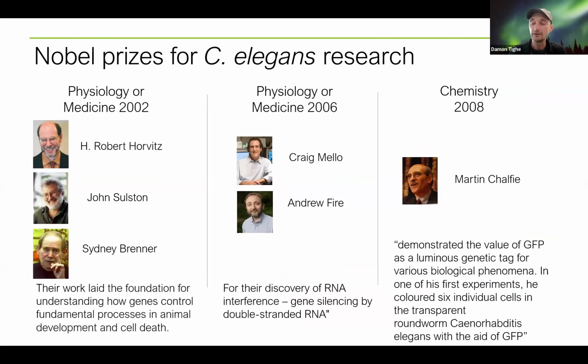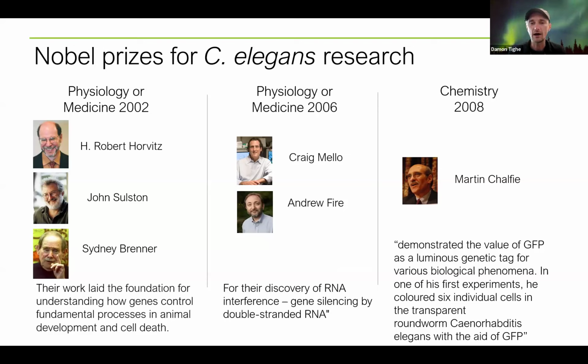Nobel Prizes have basically been won on the backs of worms. We had physiology and medicine, 2002. Sydney Brenner, the gentleman who brought worms to the forefront, is in there. They basically laid the foundation on how genes control the fundamental processes of animal development and cell death. They figured out, once I have my fertilized egg and it divides, where do those 2 cells go? And when they divide again, where do those 4 cells go? And how do I follow this chain until I have the entire C. elegans body of 939 cells?